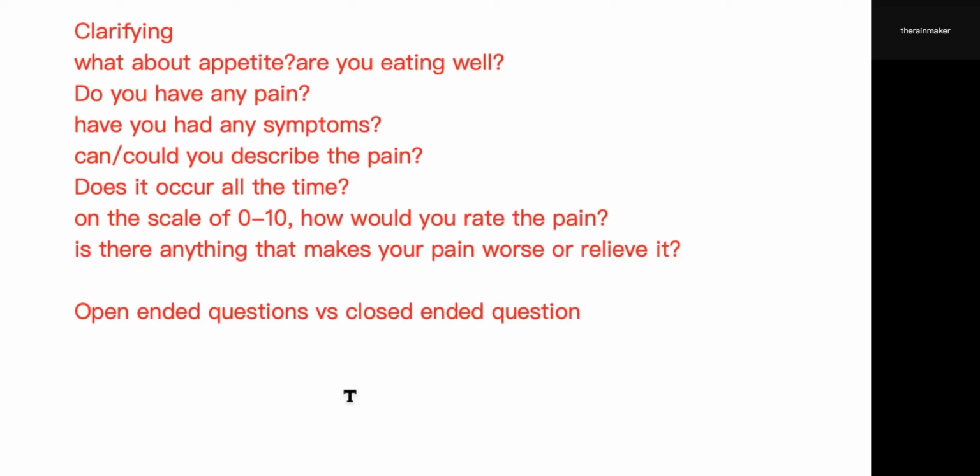So here, is there anything that makes your pain worse or relieve? Then, of course, the patient is going to give a statement, that's going to be an open-ended question. If the patient says, no, I don't have anything, of course, it's going to be a closed-ended question. Closed-ended means the conversation is not going to go forward after that. Remember this. So it should be a balance of many questions that you ask.